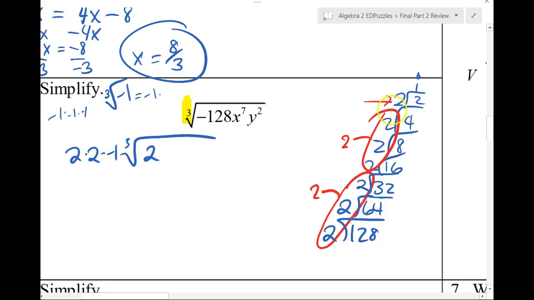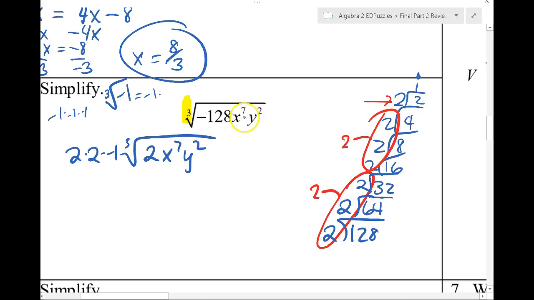Remember that 2 up here on the top. And now I have to look at the x to the 7th and y to the 2nd. Well, really, if you remember what you do here is you just take the amount of x's here, 7, divide it by 3, and there's 2 of them. So actually first let's write this down so we can do this one step at a time.